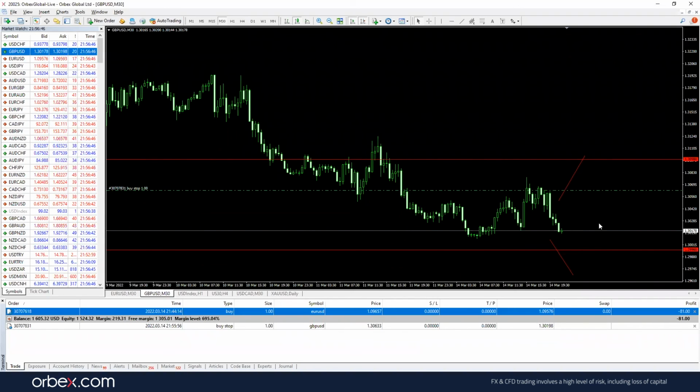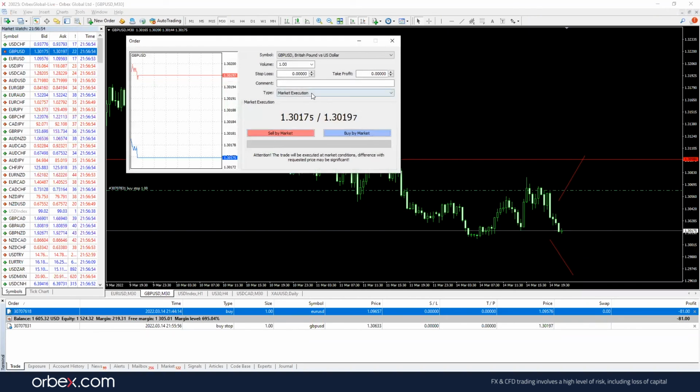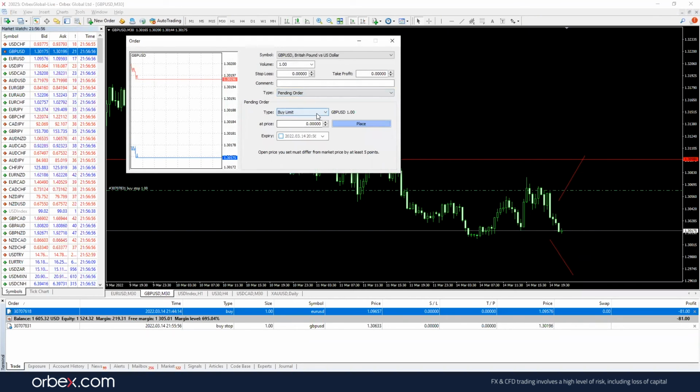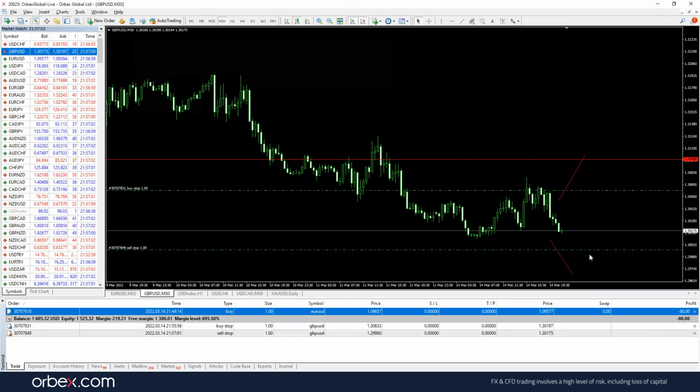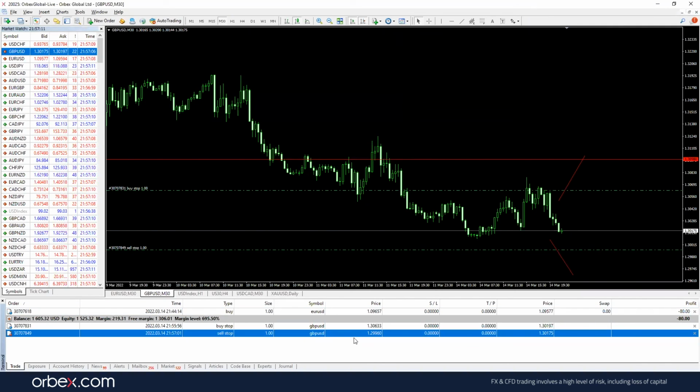And conversely with the sell stop, I'll just take this line out of the way. So 1.2996, that's what I think is going to happen with the sell stop. So again, 1.2996, and that's approximately where I think the market will go. It will start moving lower, my pending order will be activated here, and then the price will start moving lower.